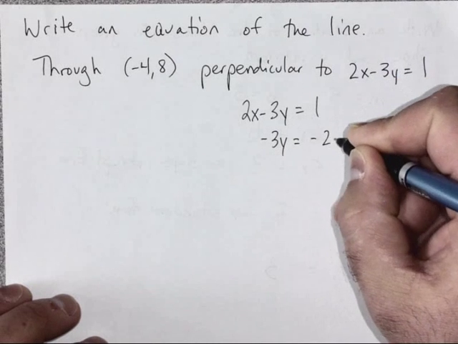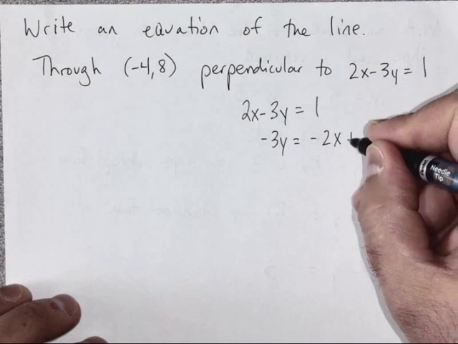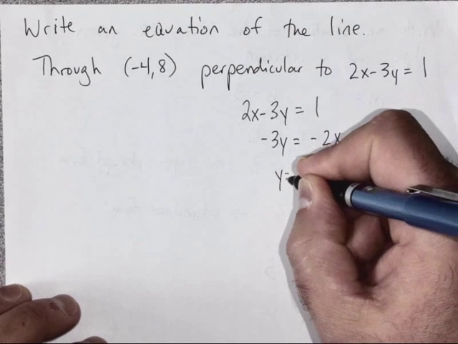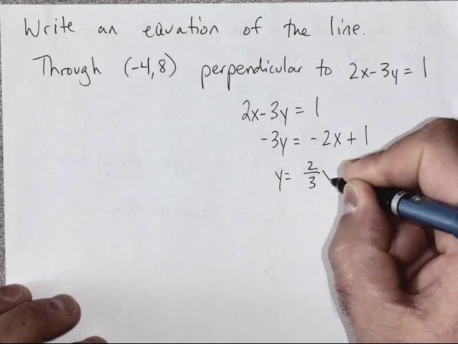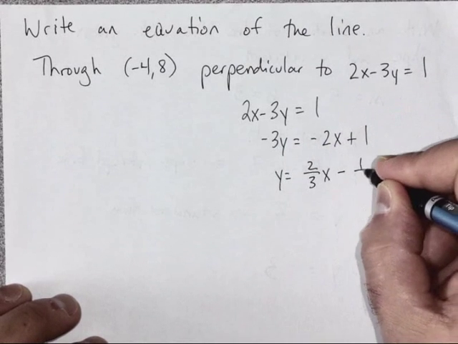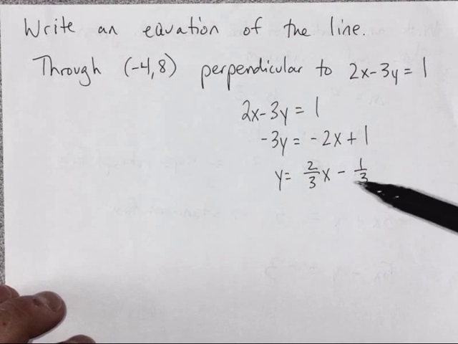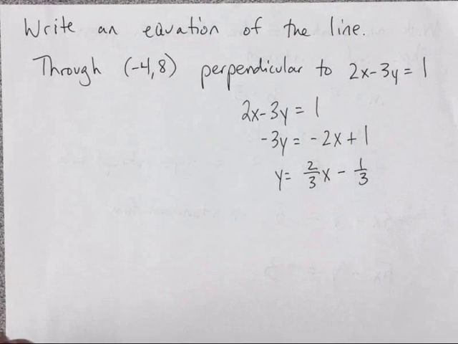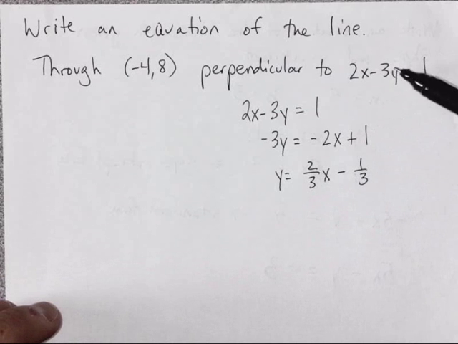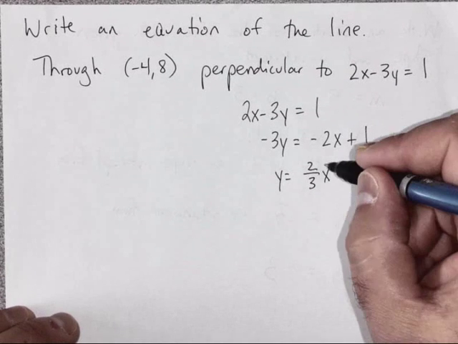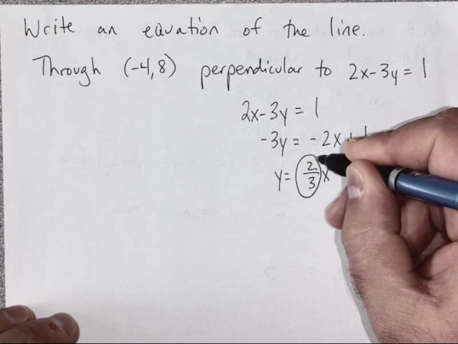So I'm going to subtract 2x from both sides, divide everything by -3, and that's going to give me this. And so basically y equals 2/3 x minus 1/3 is the same as this equation. It's just in slope-intercept form, and that allows me to identify the slope of that line.